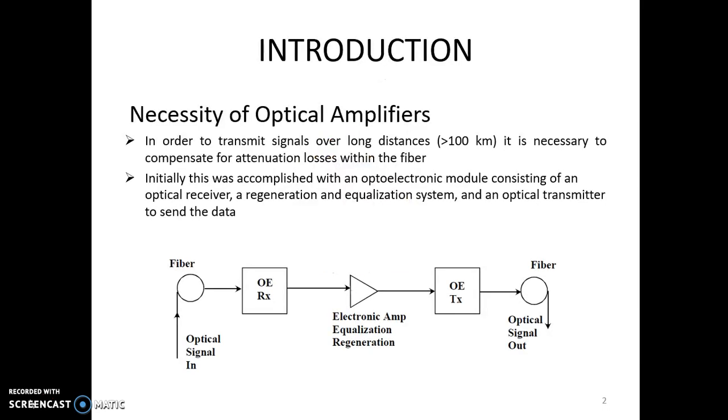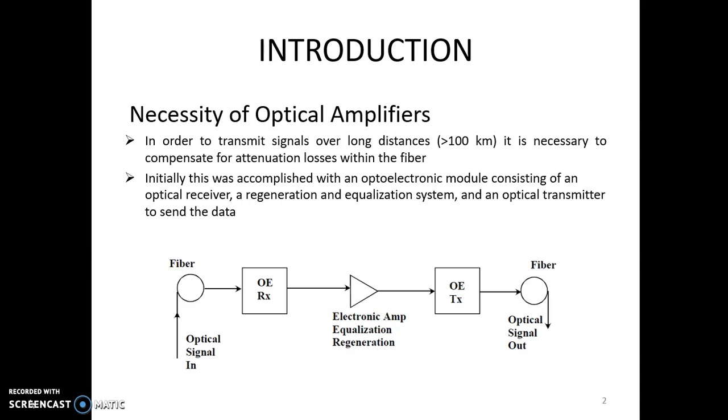So at the beginning we'll see why we need these optical amplifiers. When a signal is transmitted in a transmission line over long distances of 100 km, after a certain distance the signal gets attenuated to a large extent, so it's very difficult to restore the signal at the receiver end.